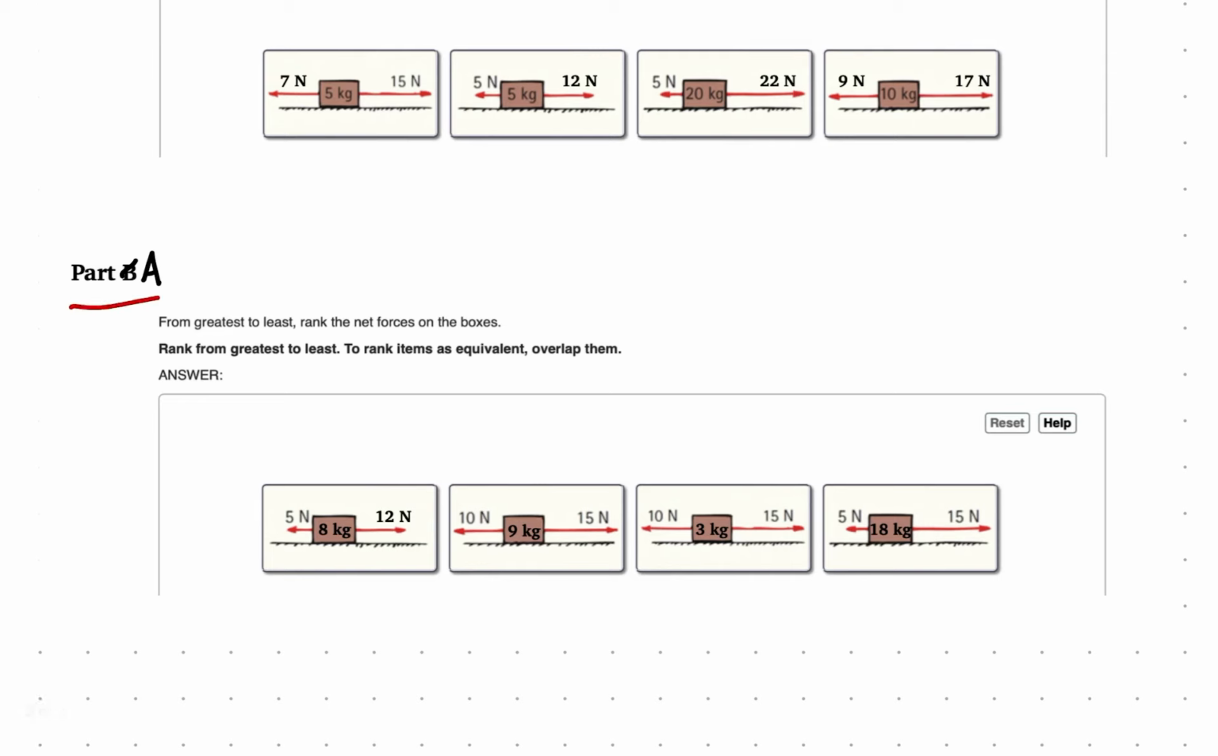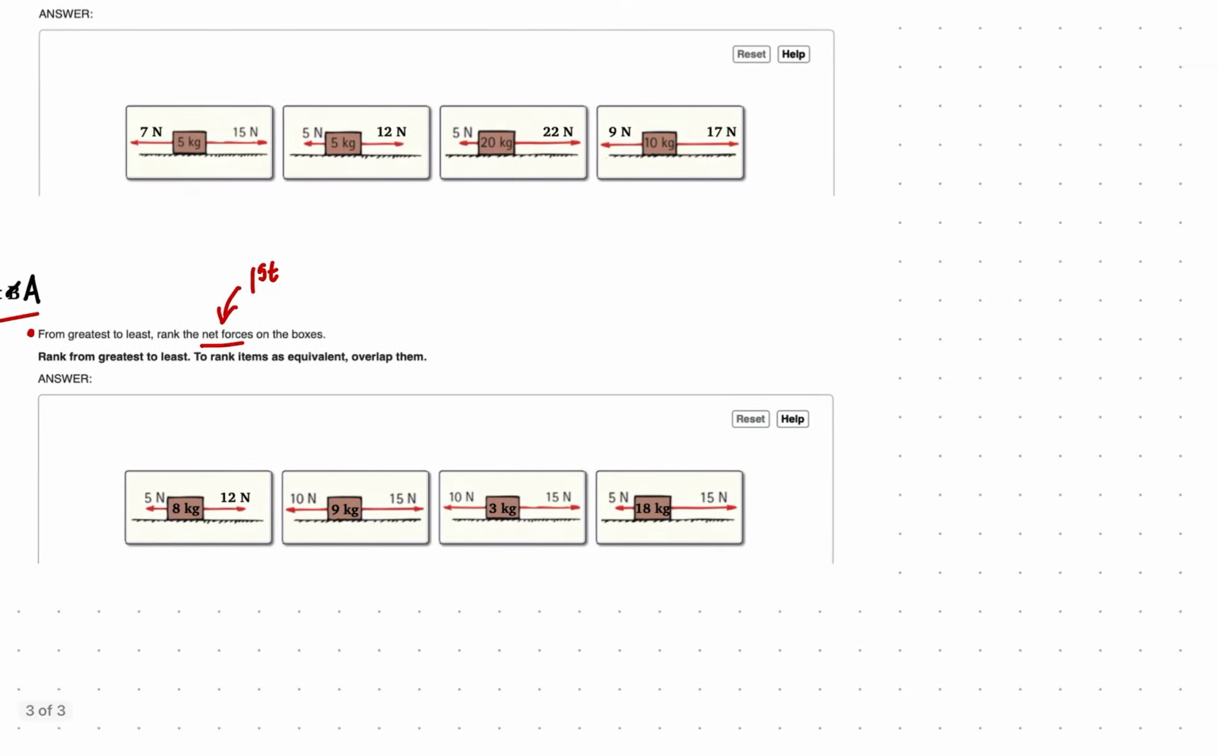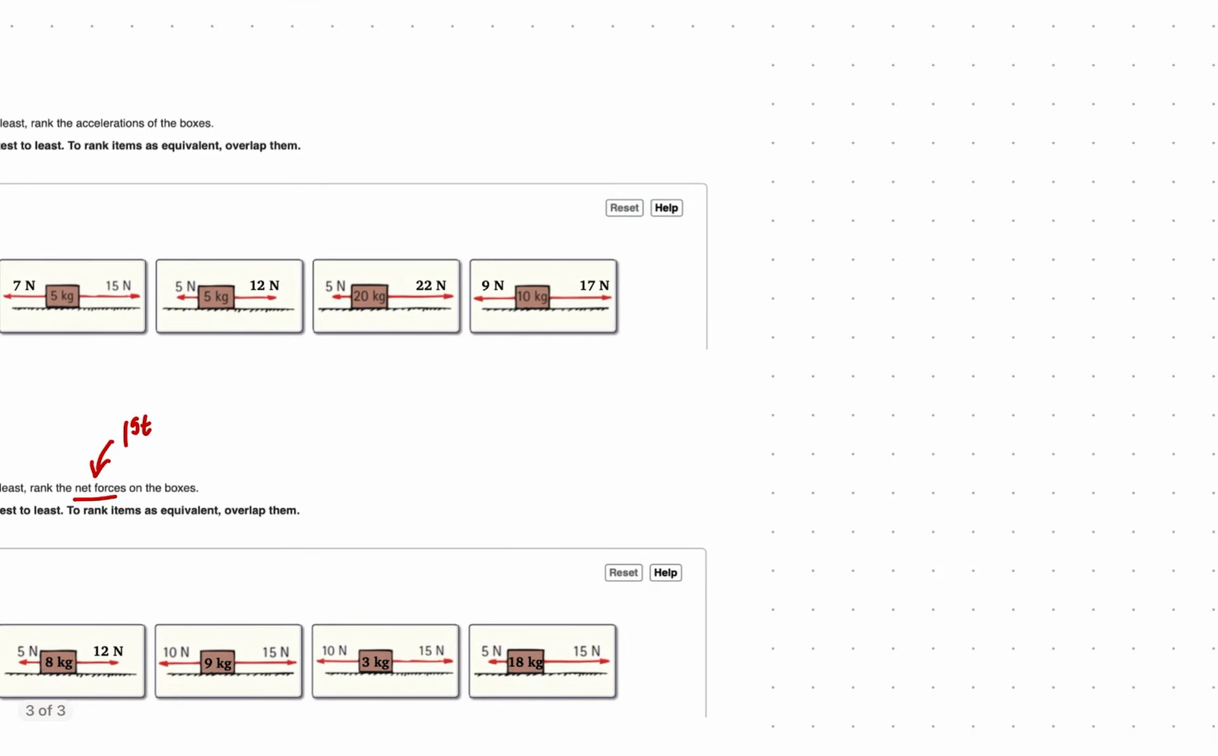Okay, so the first thing that we're going to do before we rank the accelerations is to rank the net force. It makes sense to do this first because you need to know net force before you know acceleration. Okay, and that all comes down to our two key equations, and here they are. So the first one is just the net force equation.